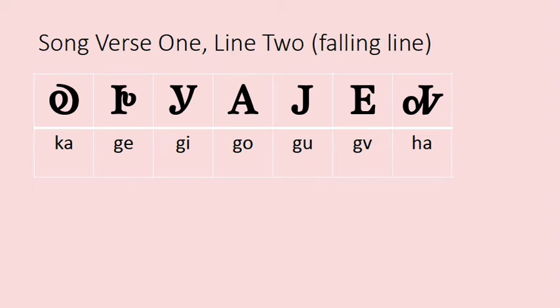The second line is falling. Again, it's extending across the lines of the rows of the syllabary into the ha line here.